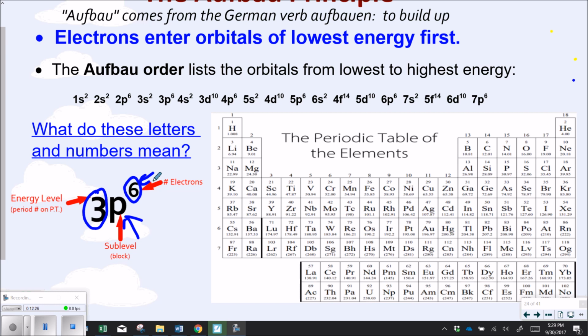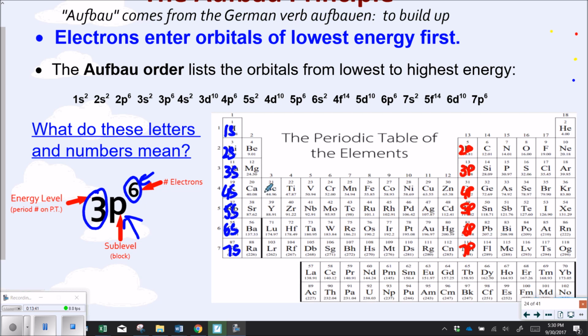We read it like a book on the periodic table, from left to right and from top to bottom. So if we start with hydrogen at 1, we have 1s and 2s, 3s, 4s, 5s, 6s, and 7s. And for the p block, we have 2p, 3p, 4p, 5p, 6p, and 7p. Notice that the energy level and the period number correspond for the p and the s blocks.